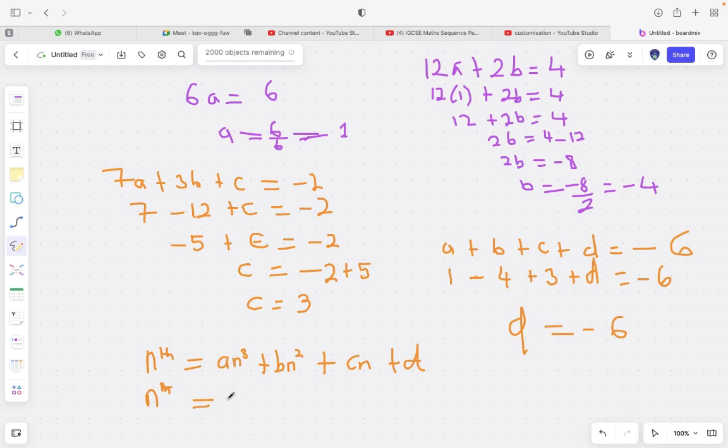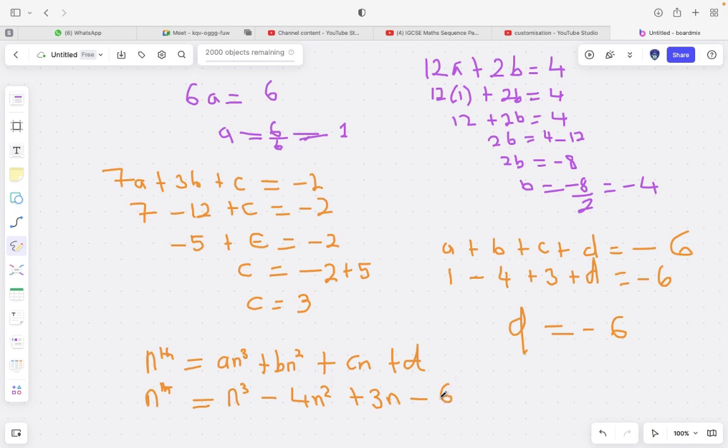1. So no need to write 1. So you just write n to the power of 3. 1 times n to the power of 3 is the same as n to the power of 3. Then B is -4, right? B was -4. So you write minus 4n squared. Then plus, C was what? 3. So plus 3n. Only this, A, B, C, and D you replace. And then D was what? Negative 6. So you say minus 6.